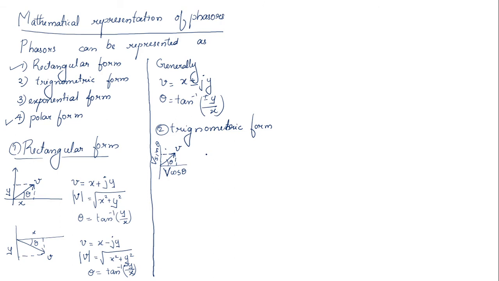Now using these components we can just write like this. That means the rectangular form as v is equal to x component, that is v cos theta, plus j into y component, that is v sin theta. Or we can also write it with v taken outside, as v(cos theta plus j sin theta). Okay, this is the case when the phasor is above the reference axis.